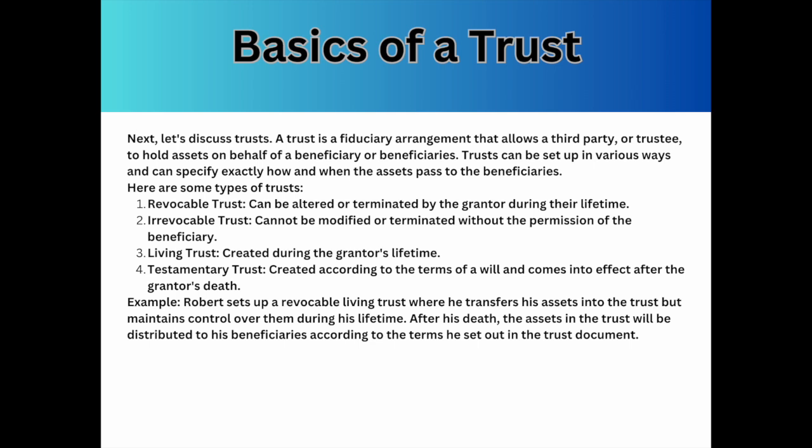Then you have the living trust, which is created during the grantor's lifetime. And you have the testamentary trust, which is created according to the terms of a will and comes into effect after the grantor's death. So, for example, Robert sets up a revocable living trust where he transfers his assets into the trust but maintains control during his lifetime. After his death, the assets in the trust will be distributed to his beneficiaries according to the terms he set out in the trust document.